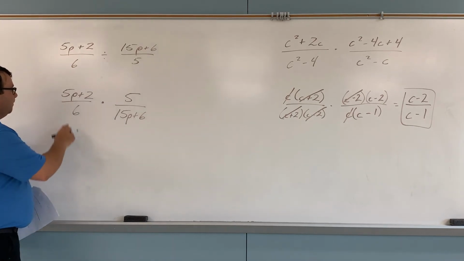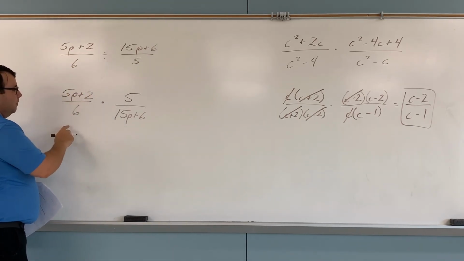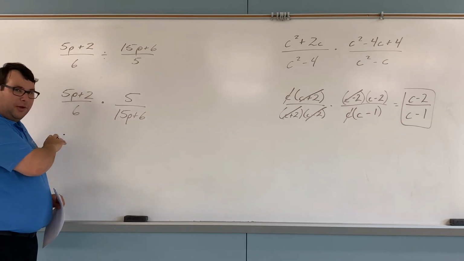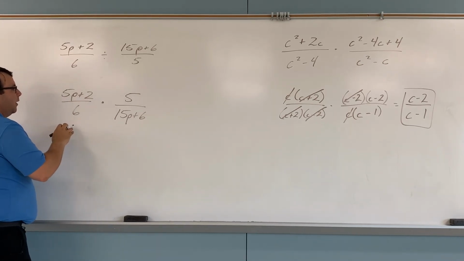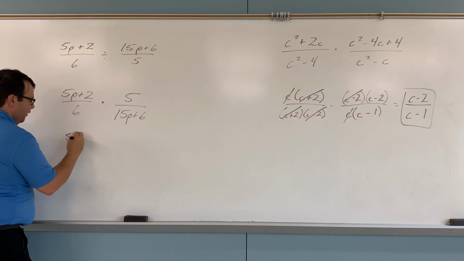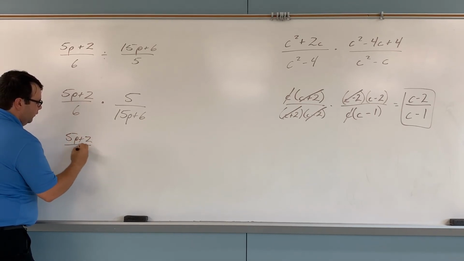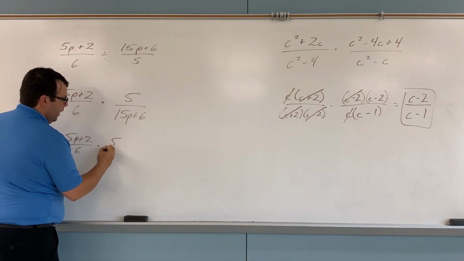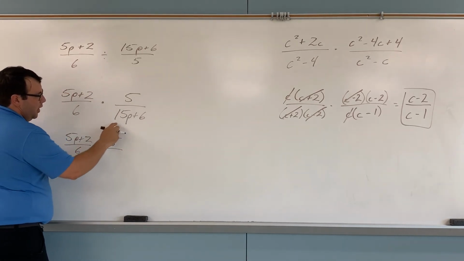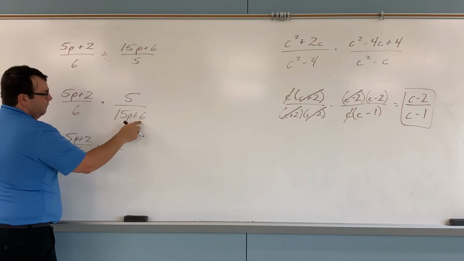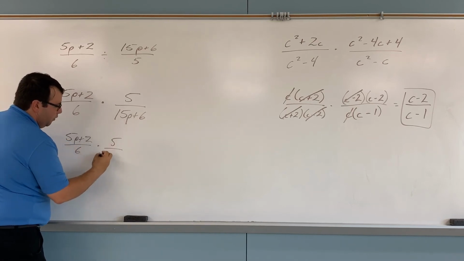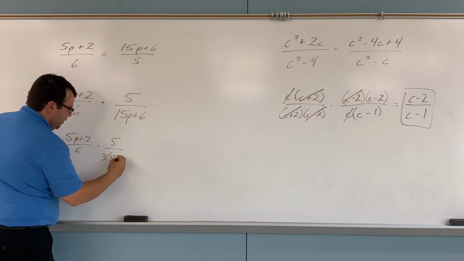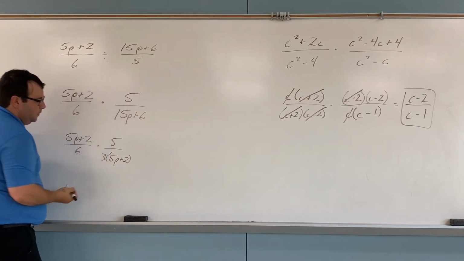So we're going to factor. There's nothing to factor here, nothing to really factor with 6. I usually don't factor out my constant values, just as an FYI. So I have 5p plus 2 over 6 still. Over here, I have 5, not factoring, but this part can factor. So this part I can pull out a 3, and I am left with 5p plus 2.